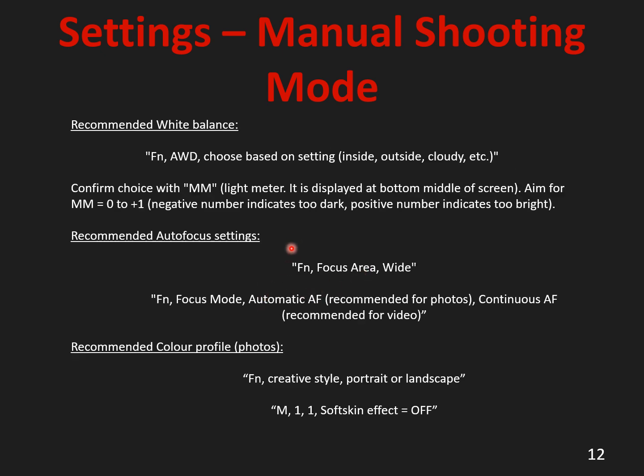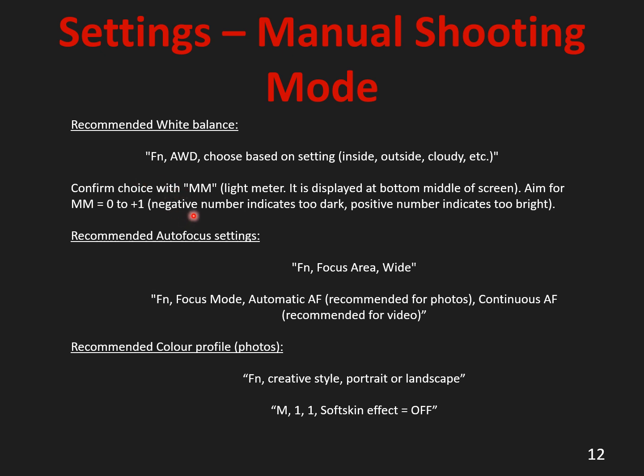Okay, so continuing with some of the manual recommended settings, we have our white balance. How do we get there? We go quick function menu, AWB, and then you choose based off the setting. In that setting, they've got inside, outside, cloudy, sunny, etc. So if you're shooting in manual mode, then these settings you should set up. For the white balance, choose this based on your setting.